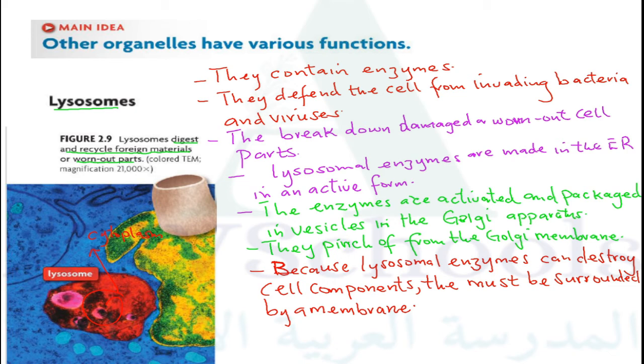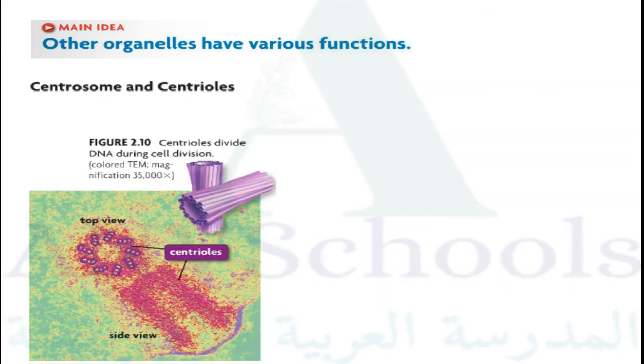The next organelles that we will go through are the centrosome and centrioles. As you can see from the picture, this is a top view, and you can see the centrioles here. In the side view, you can also see them. Centrioles divide DNA during cell division. During cell division, they will normally be the ones responsible for dividing the DNA.